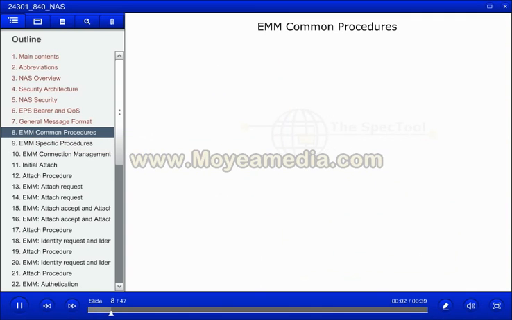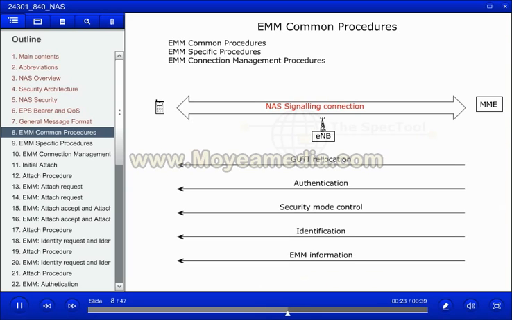EMM procedures can be defined in 3 different ways depending on how they can be initiated: EMM common procedures, specific procedures, and connection management procedures. An EMM common procedure can always be initiated if a NAS signaling connection exists. These are the common procedures. Please note that they are all initiated by the network.